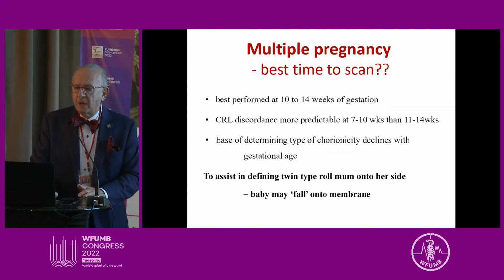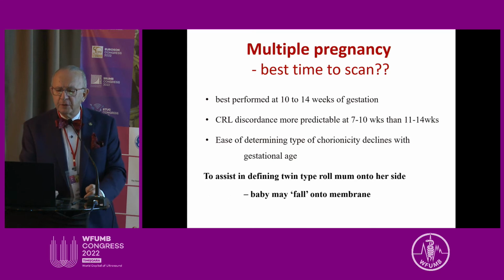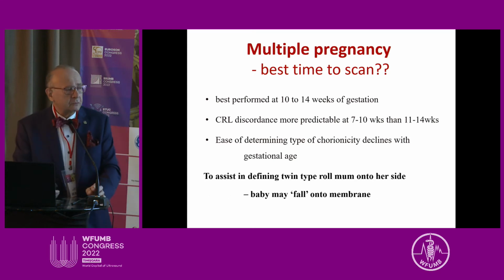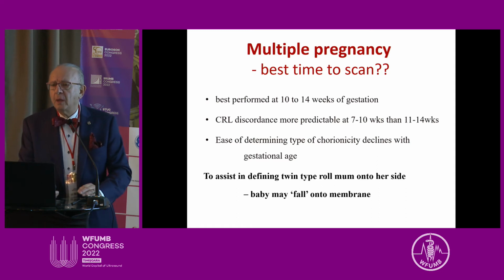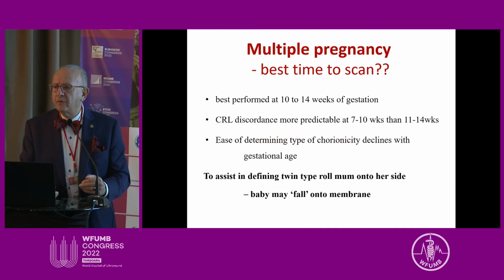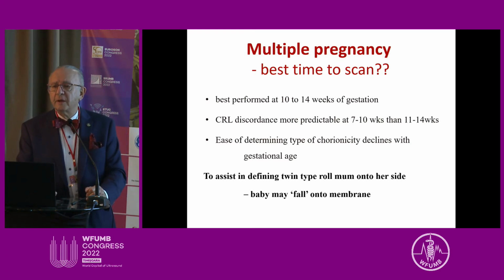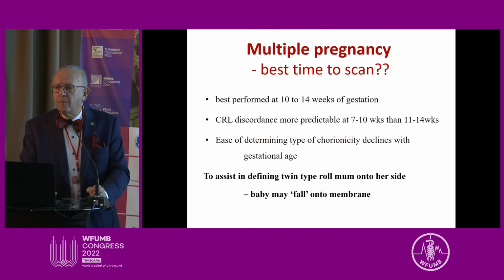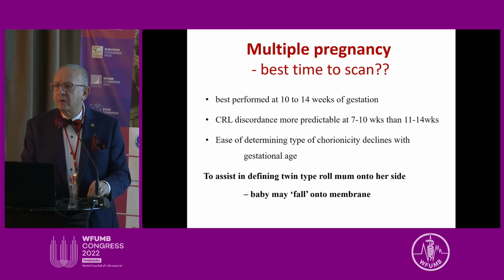What is the best time to scan a pregnancy to determine the chorionicity? Probably around 10 to 14 weeks. Now, if you scan twins, determining the chorionicity and amnionicity is very, very important because of all the complications that I mentioned. Therefore, if you are reporting on twins, this has to be part of the report.